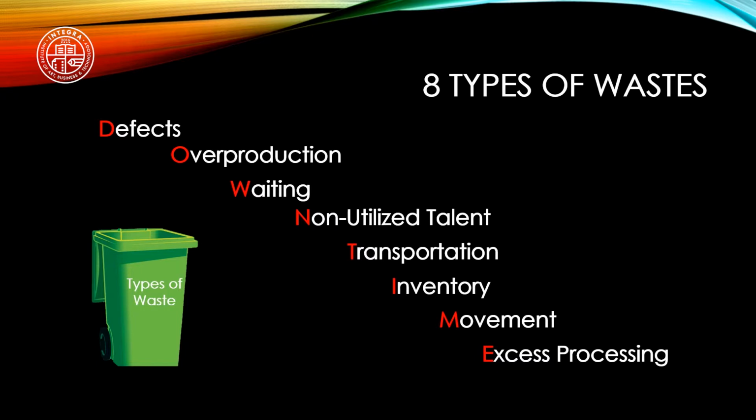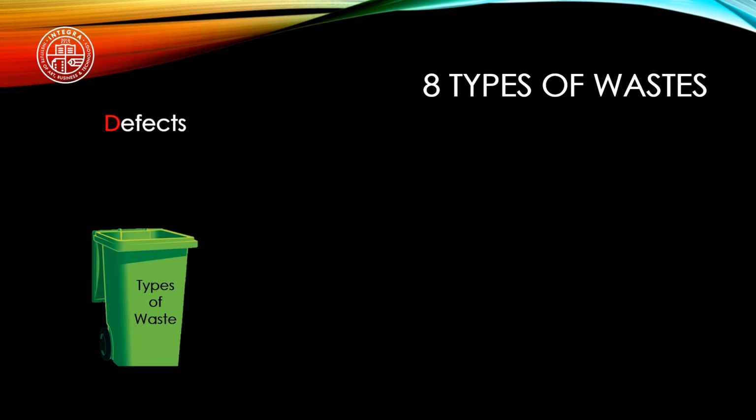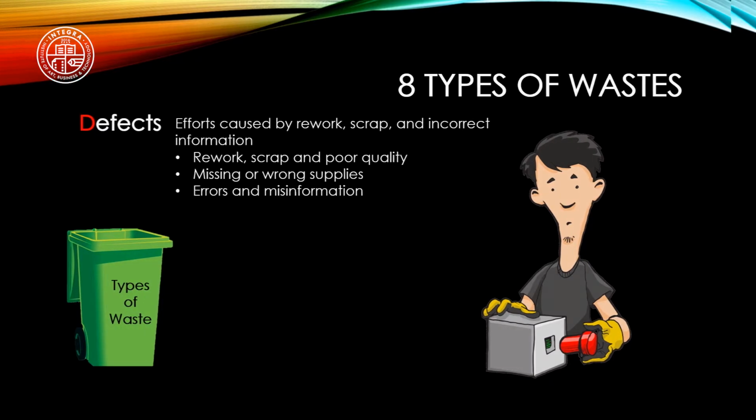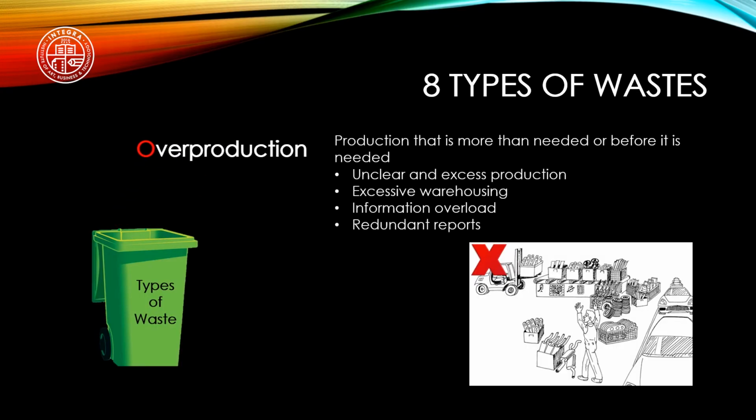One of the most easily recognizable wastes in lean management is the production of defects. What are these? Unnecessary efforts caused by rework, scrap, and incorrect information, missing or wrong supplies, error, and misinformation. Defects are often considered one of the most significant wastes because they can actually lead to the generation of additional wastes such as overproduction, transportation, and excess processing.